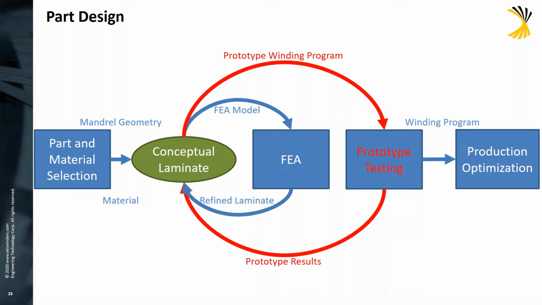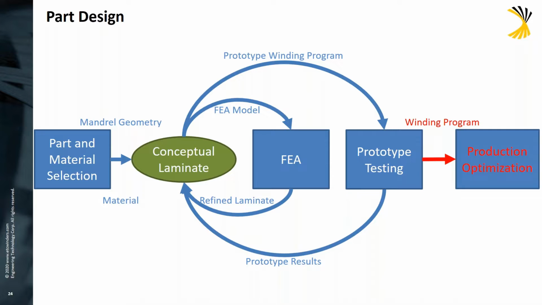The criteria used to test the prototype is very much application specific. To close the loop, critical refinements can be made to the conceptual laminate based on the resulting test data. Once a potential design has successfully gone through the proving process of finite element analysis and prototype testing, it is then ready to undergo production optimization before entering full-scale production. Keep in mind that I'm omitting the process of certification, as this is very much also application specific.